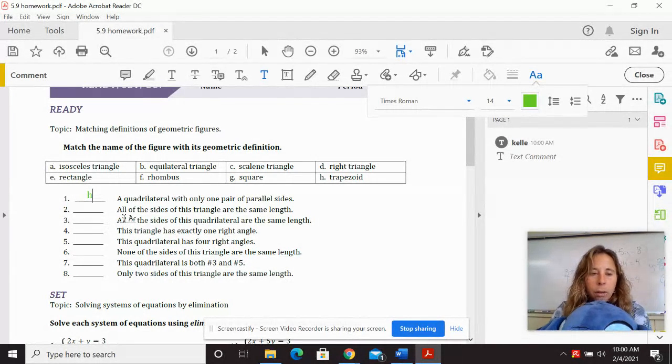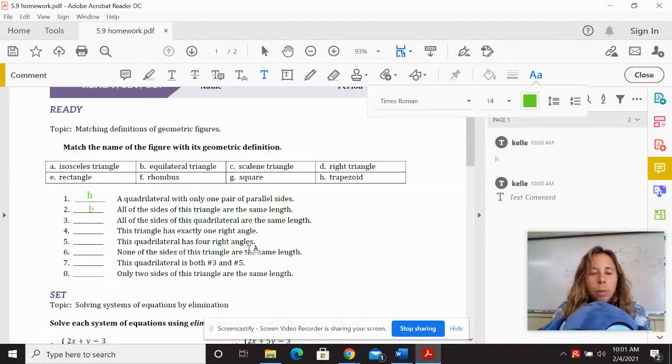Okay, so it's a triangle. So which triangle? I have an isosceles, an equilateral, a scalene, and a right. Which one of these has sides that are all the same length? Look at the names. Which one would make sense? Equilateral, it's B. All the sides are going to be the same length. Equilateral, all the sides are equal.